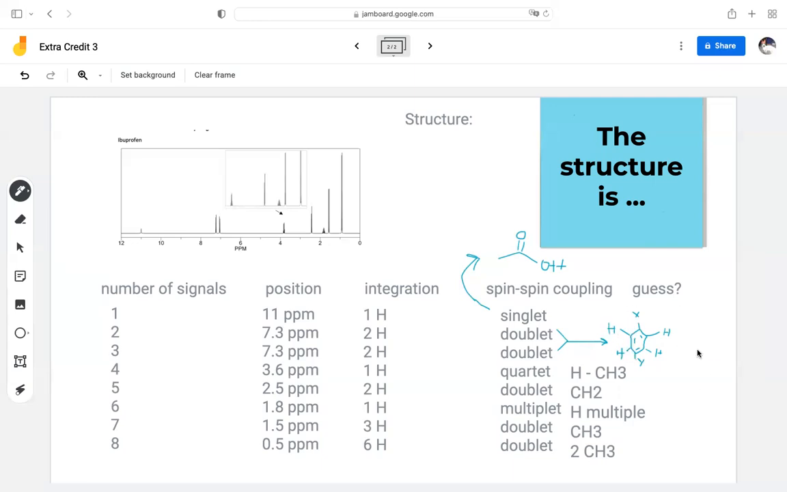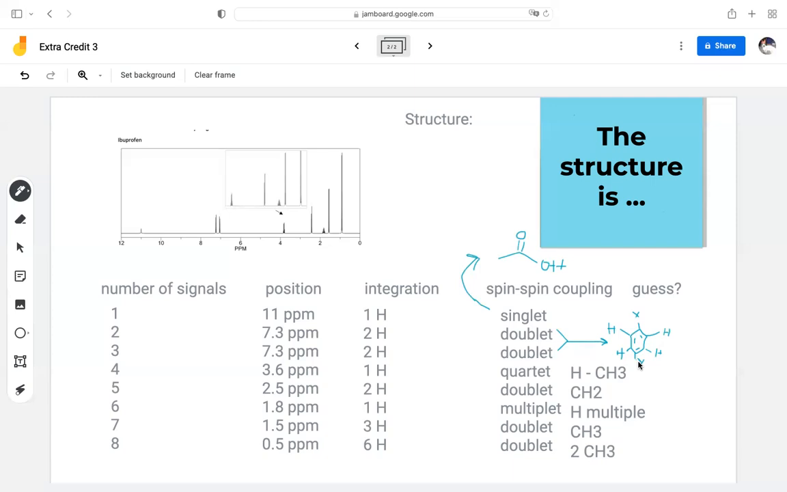It's going to have 4 H's on the sides. That accounts for the 2H plus 2H in the integration. They're both doublets, so they're going to be next to 2 H's, or have 1H neighbor plus 1. And we know that the functional groups are going to be on the X side and the Y side.